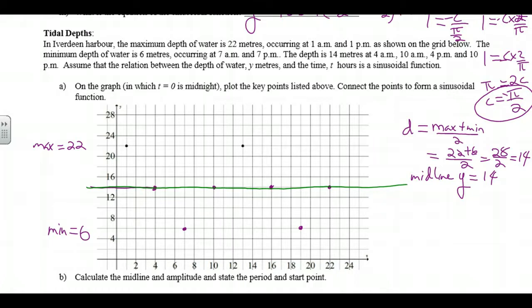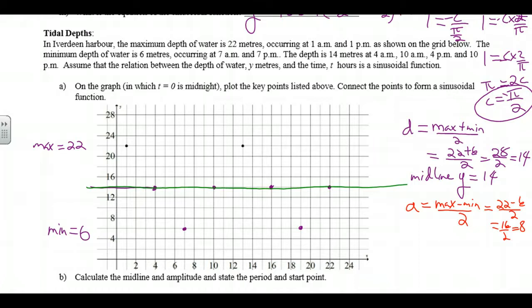Our amplitude, A is equal to max minus min over 2. Or you can just count, right? Just go 2, 4, 6, 8. So you can count, or you can do max minus min. So 22 minus 6 over 2, which is 16 over 2, which is 8. We need to draw this. So I'm not really sure what's going to happen here.